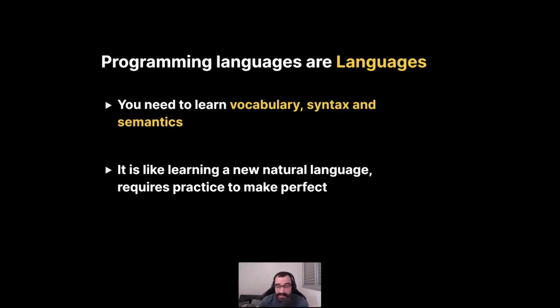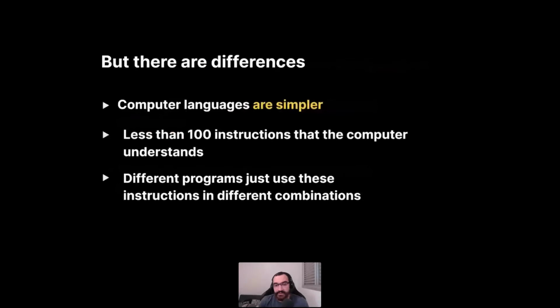So basically this is the same process. It's like learning a natural language, and we need to practice a lot until we can make it perfect. But there are a couple of differences, and the first one is that learning a computer language is a lot easier than learning a natural language.